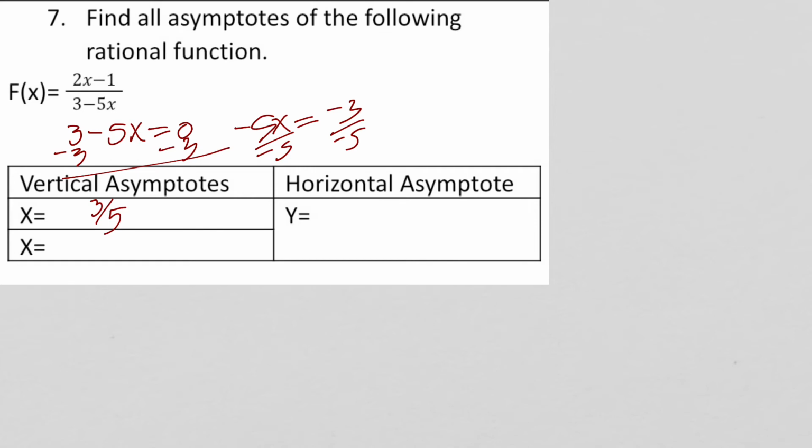All right, now let's take a look at our horizontal. We're looking at the degrees. So the degree of this one is a 1. The degree of this one is also a 1. So they are equal. So when they're equal, we have to divide by those coefficients.